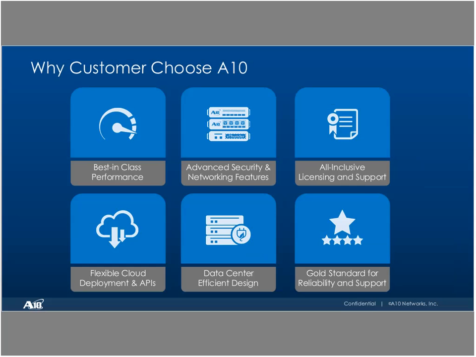Here's a couple reasons why customers choose A10. Number one is our best-in-class performance, our advanced security and networking features, so our ability to support both SSL decryption as well as load balancing, our all-inclusive licensing and support, our flexible cloud deployment and APIs. So we have a RESTful API, so basically all of our management is built on top of APIs. Every command you can do through the CLI, you can also use through our APIs, which provides unprecedented integration with management tools as well as a lot of telemetry and visibility data.